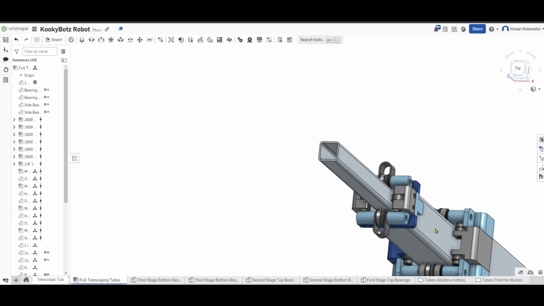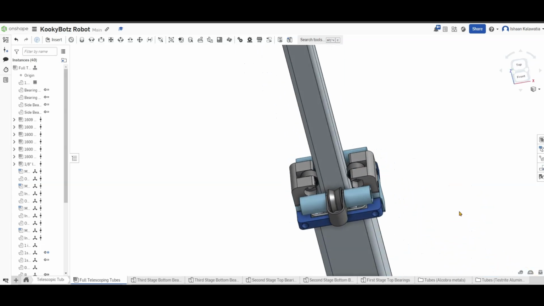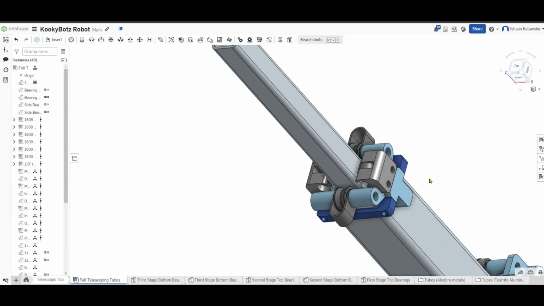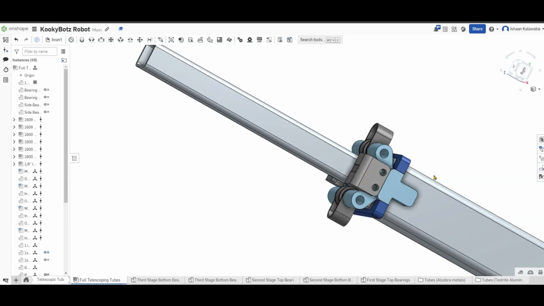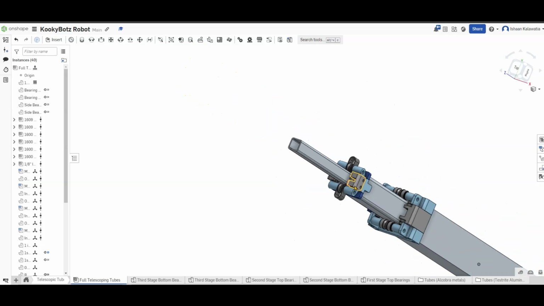And on the second stage here, we have a similar assembly. So we have these two Y-shaped parts, and they help house this pulley over here. And then on the side, we have a smaller part, and it screws into this Y part. And over here, we have a small supporting bearing as well.